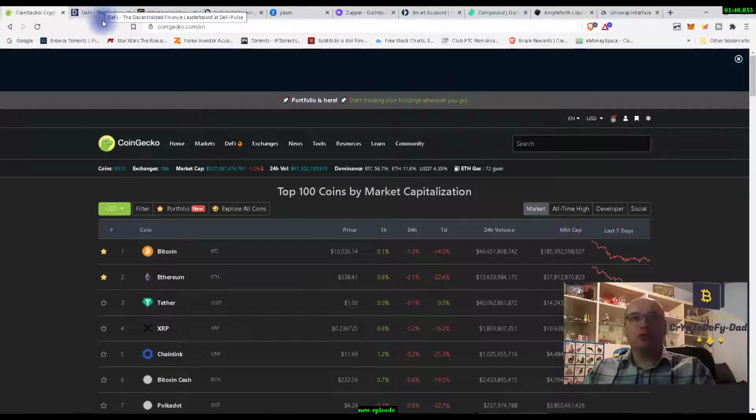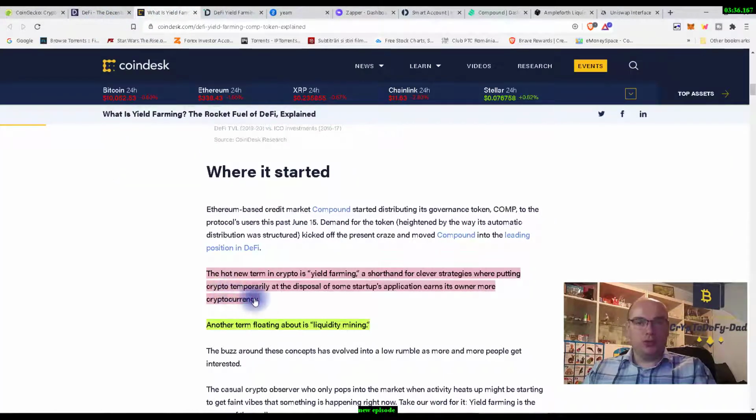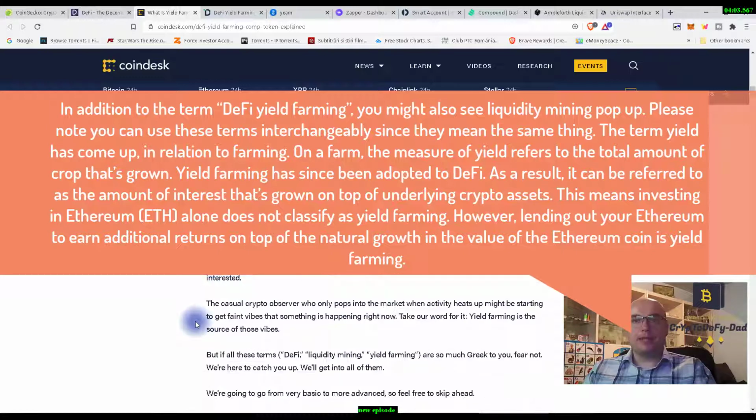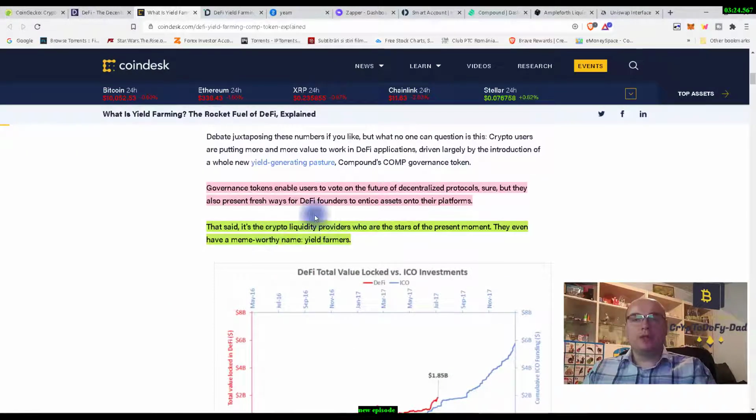So let's jump straight into what yield farming is. This new term in crypto, yield farming, is shorthand for a clever strategy where putting crypto temporarily at the disposal of someone else's startup application earns its owner more cryptocurrency. Another term is liquidity mining. So the yield farmers are the liquidity providers in the liquidity pools.